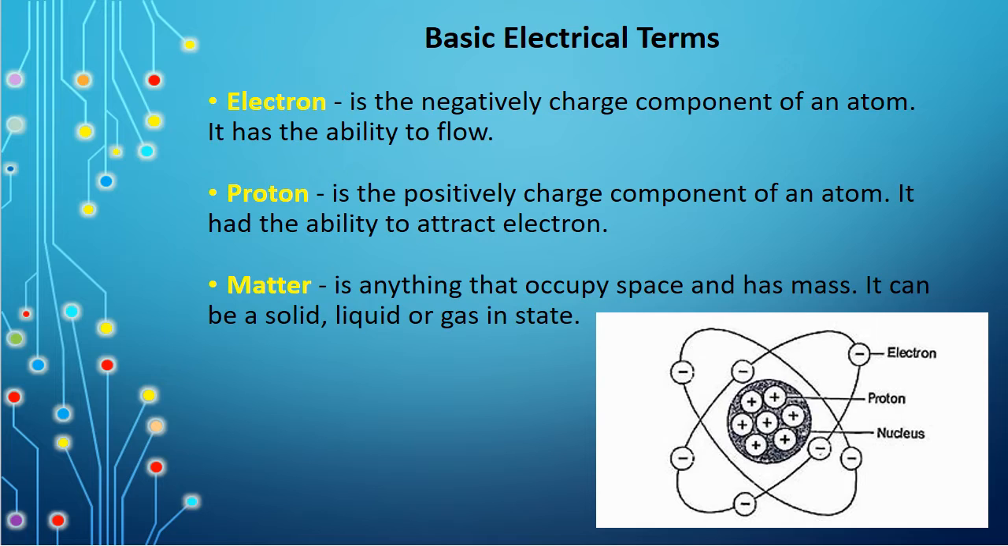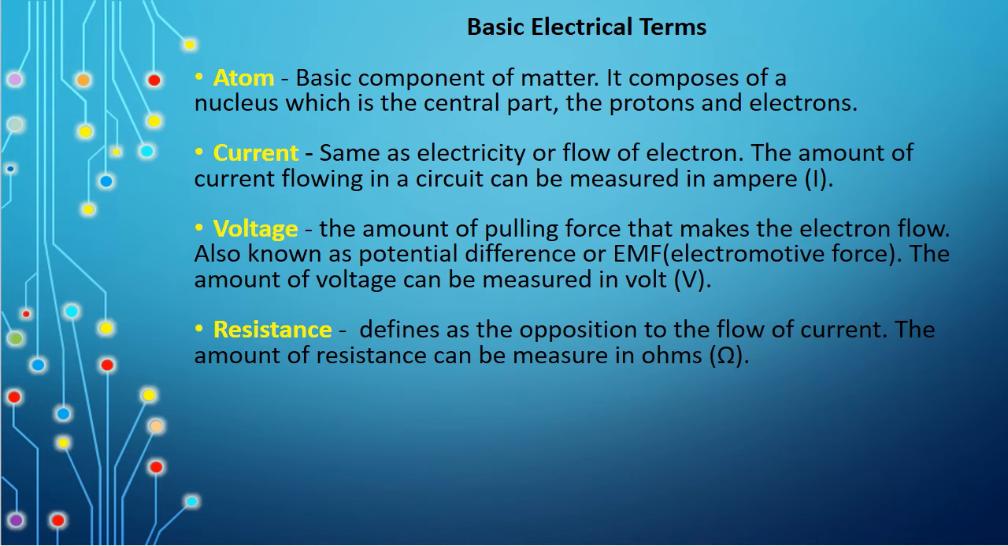Then another, we have matter. Matter is anything that occupies space and has mass. It can be a solid, liquid, or gas in state. Okay, we have the atom. The atom is the basic component of matter. It is composed of a nucleus, which is the central part, and the protons and the electrons. So that is the atom.